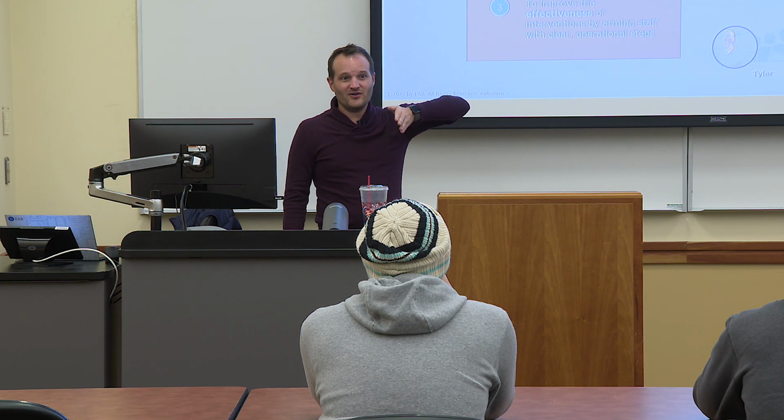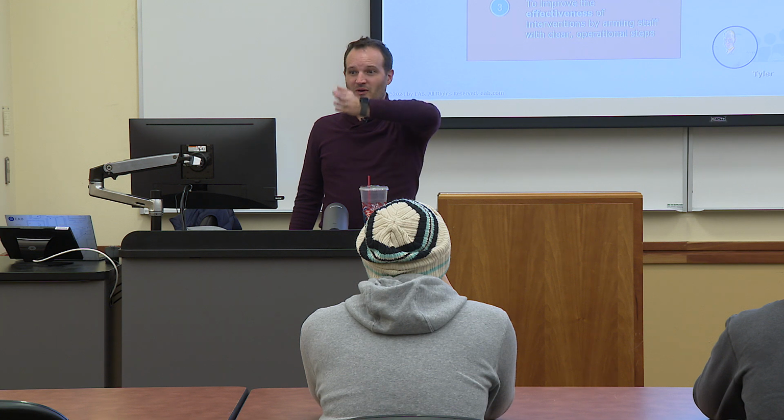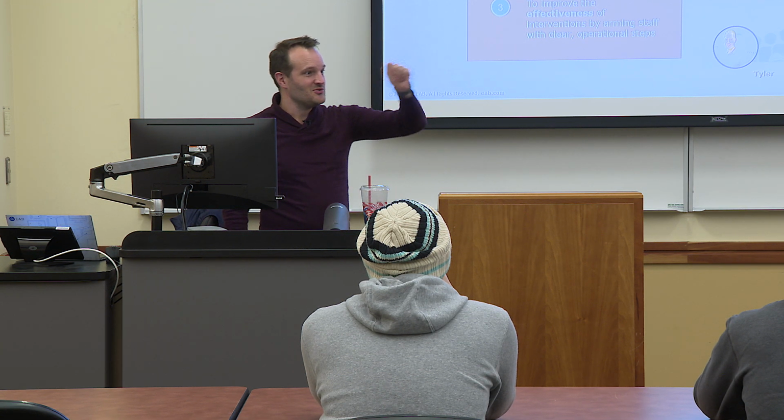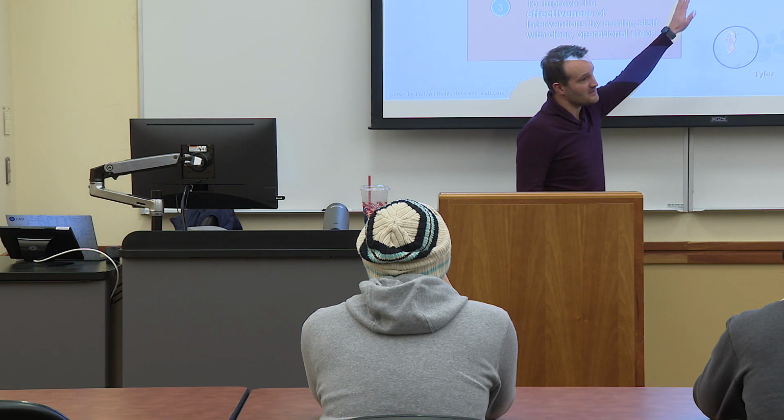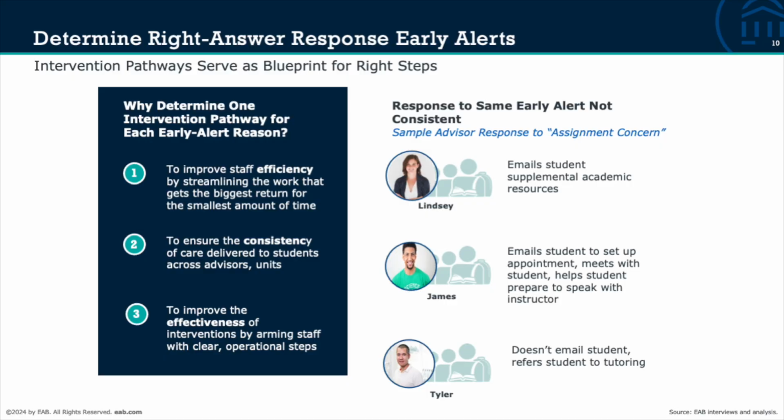It is not helpful if one person is doing one thing, person 2 is doing another thing, and person 3 is doing another thing. As you can see here, in this example there was an assignment concern. Think of this as your general concern about engagement and attendance alert. Here are 3 different advisors, and they're doing 3 different things. That makes it very difficult to understand what the best approach is to get the end result that we want.